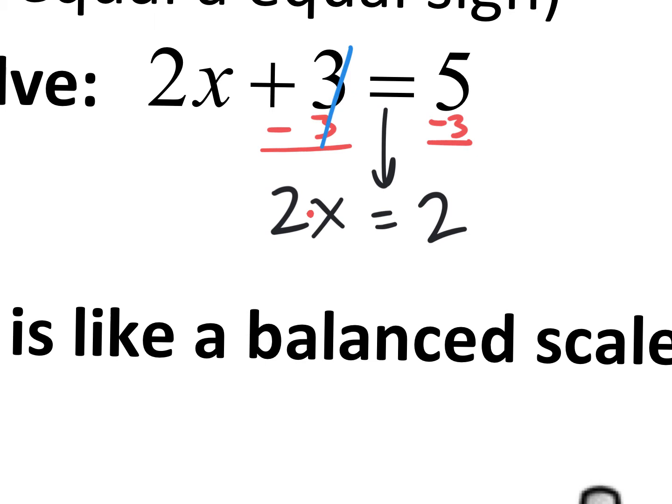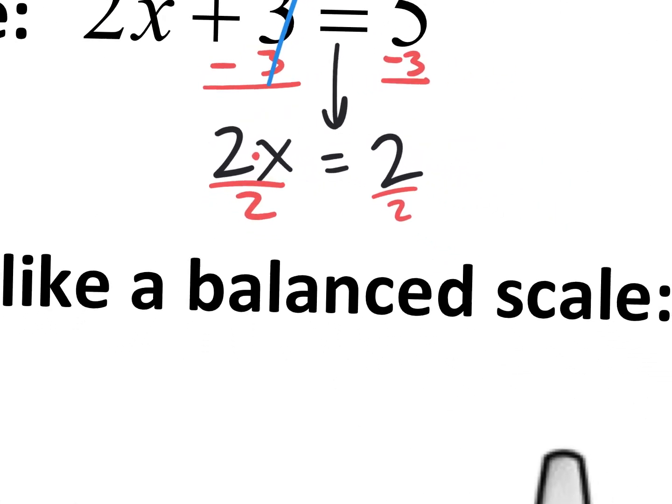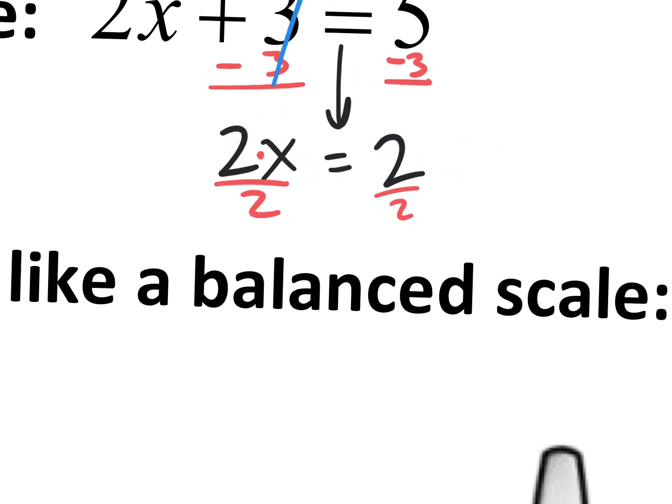How do I get rid of something? By doing the opposite. What's the opposite of multiplying by 2? Dividing by 2. And what you do to one side, dividing by 2, it's going to be off balance. I need to also divide by 2 on the other side to keep the balance, to keep the equality. So of course, 2 divided by 2 is 1. You could just cross it out. 1x, or you could just write x. The equal sign comes down some more. And 2 divided by 2 is 1. There's your answer, x equals 1.